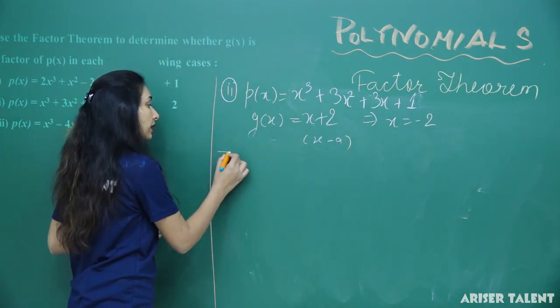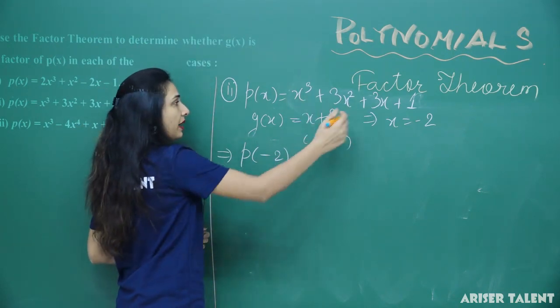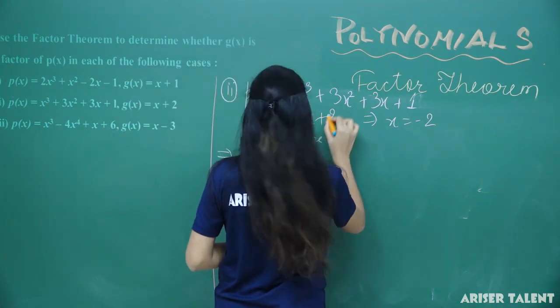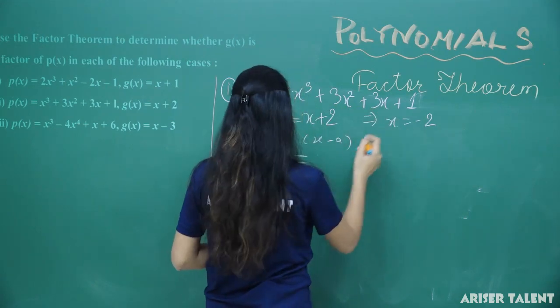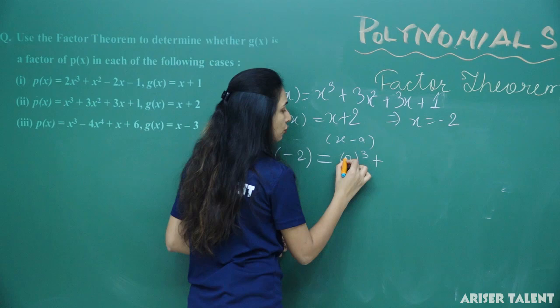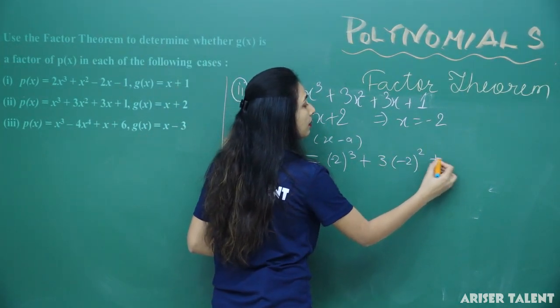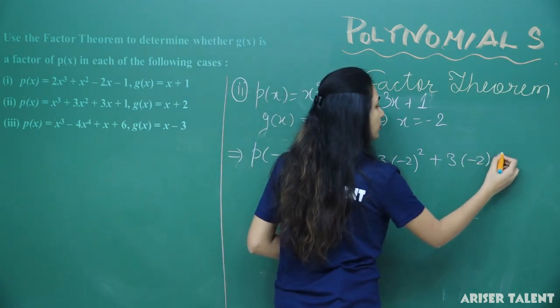This implies that P(minus 2) will be equal to, just put minus 2 all over: x cube plus 3x square plus 3x plus 1. So (minus 2) cube plus 3 times (minus 2) square plus 3 multiplied by minus 2 plus 1.